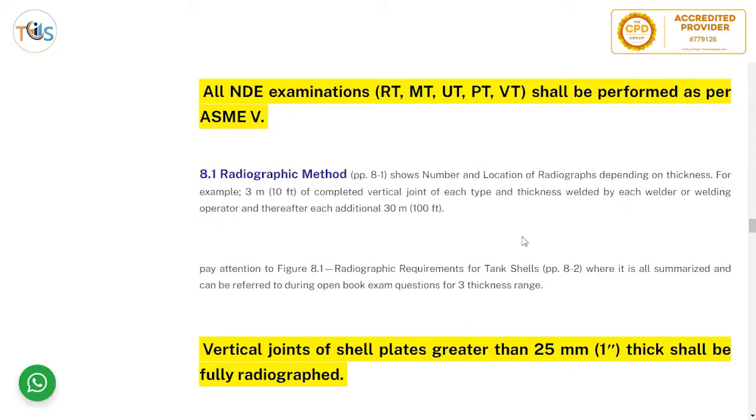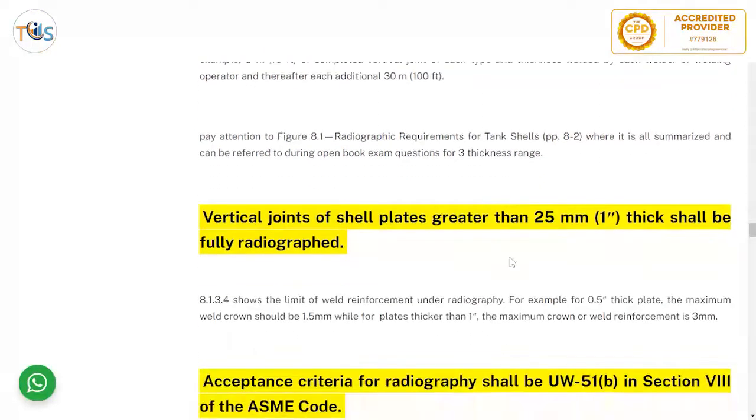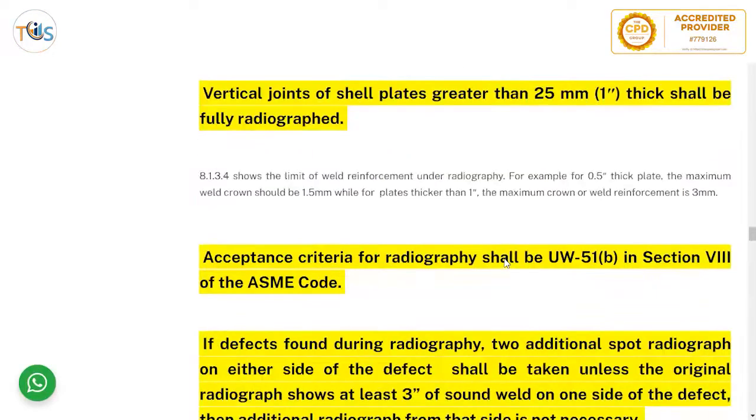3 meter or 10 feet of completed vertical joint of each type and thickness welded by each welder or welding operator, and thereafter each additional 30 meter or 100 feet, requires 1 radiograph. Pay attention to Figure 8.1, radiographic requirements for tank shells, where it is all summarized and can be referred to during open book exam questions for 3 thickness ranges.